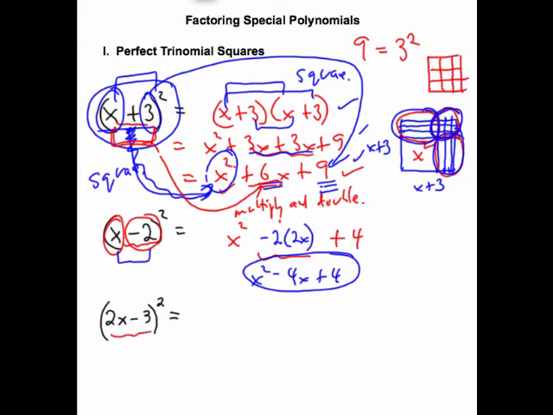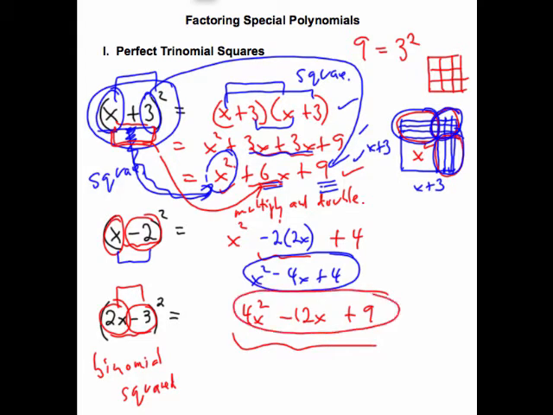Okay, one last example. We have a binomial squared, as we call it. And so we square the first term to get 4x squared. We square the last term to get plus 9, which is the last term in the expansion. And we multiply the two terms, negative 6, double that to get negative 12x. And all of these answers that we're getting we call perfect trinomial squares.